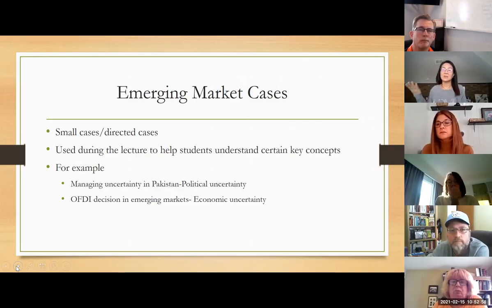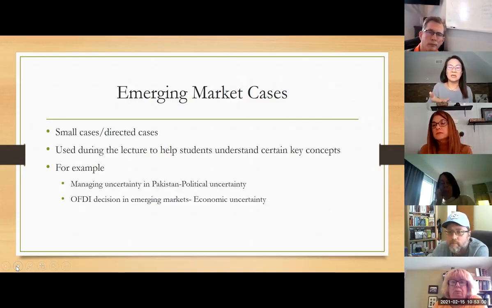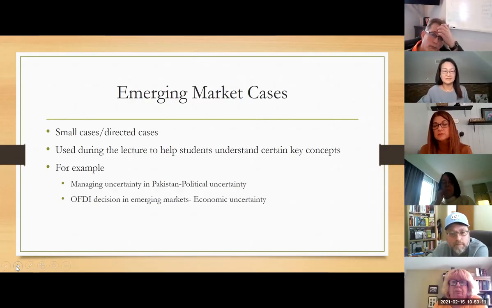Usually I will say, okay, here's political uncertainty. Can anyone tell me what happened in Pakistan during this time? And they will talk, and then they're like, oh, this is what you mean by political uncertainty, and that's what you mean by economic uncertainty.